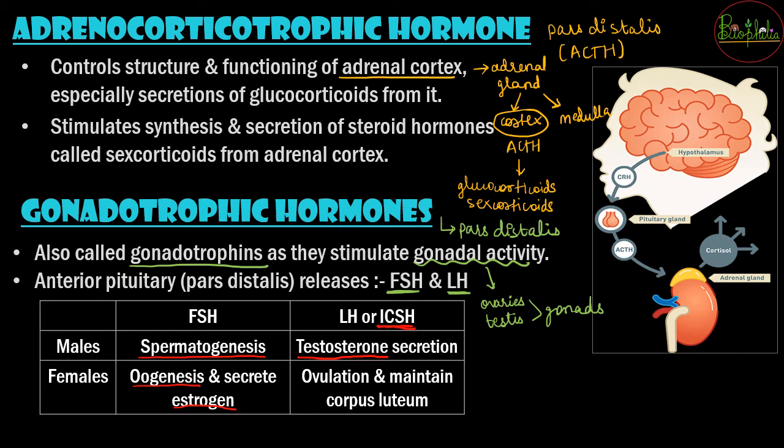Whereas in females, the LH, that is luteinizing hormone, will be functioning for ovulation, that is release of ovum from the ovary, and also for the maintenance of corpus luteum. So that was about the 5 hormones released from the pars distalis. And pars distalis किसका part है? It is the part of adenohypophysis.